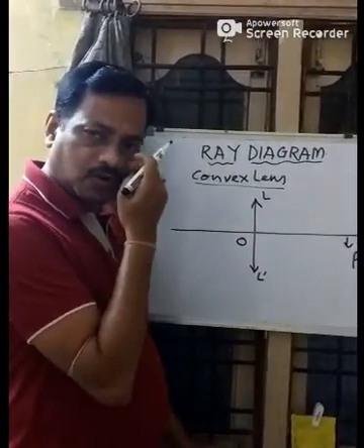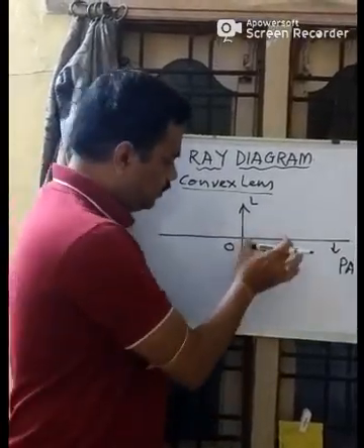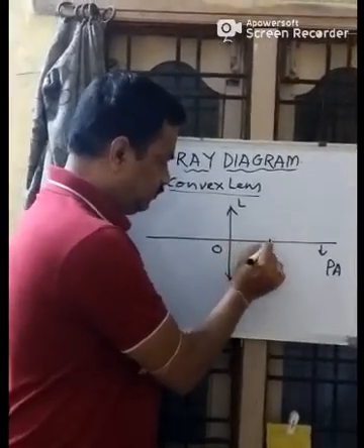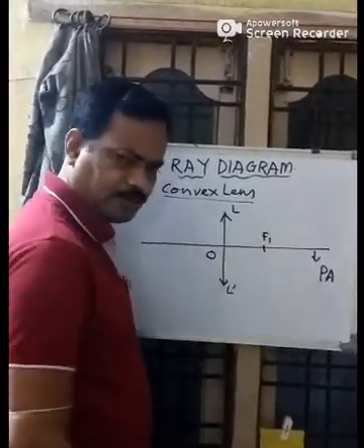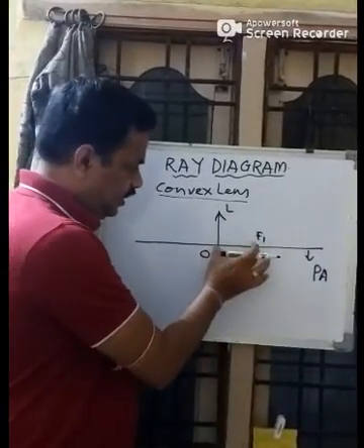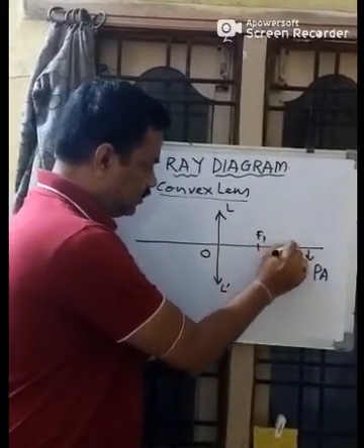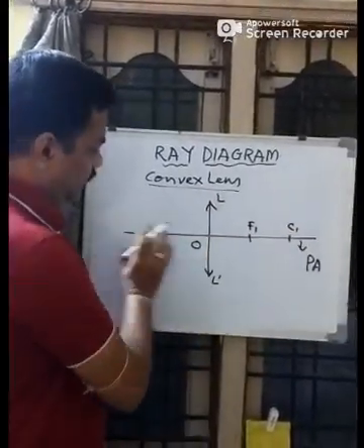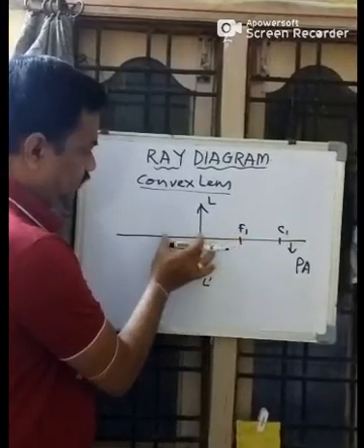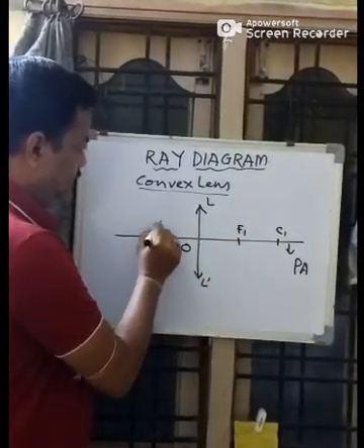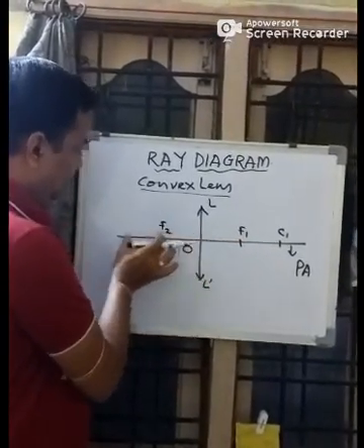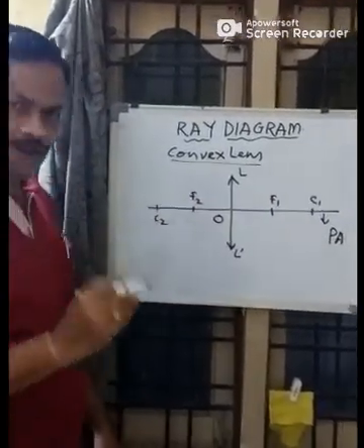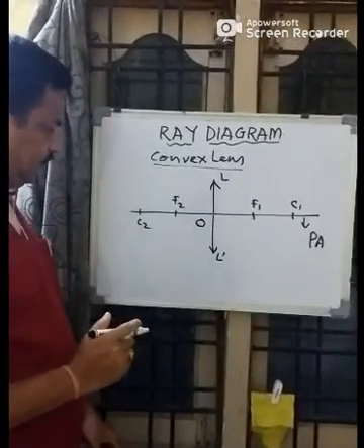Then roughly what we do, we mark certain things. So from O to F, one point we mark as F1, the focus point. This length again we take double, approximately, as C1. And the same on the left side, this length we take as F2, and double length we take as C2. And whenever we are drawing the ray diagram, what is the problem here?